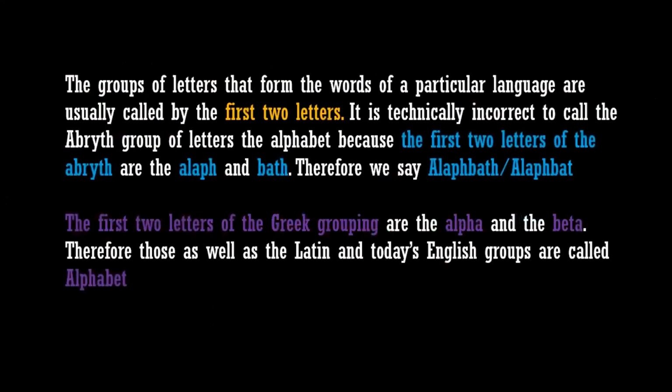The groups of letters that form the words of a particular language are usually called by the first two letters. It is technically incorrect to call the Abryth group of letters the alphabet because the first two letters of the Abryth are the Aleph and the Bat. Therefore, we say AlaphBat. The first two letters of the Greek grouping are the alpha and the beta. Therefore, those as well as the Latin and today's English groups are called alphabet.